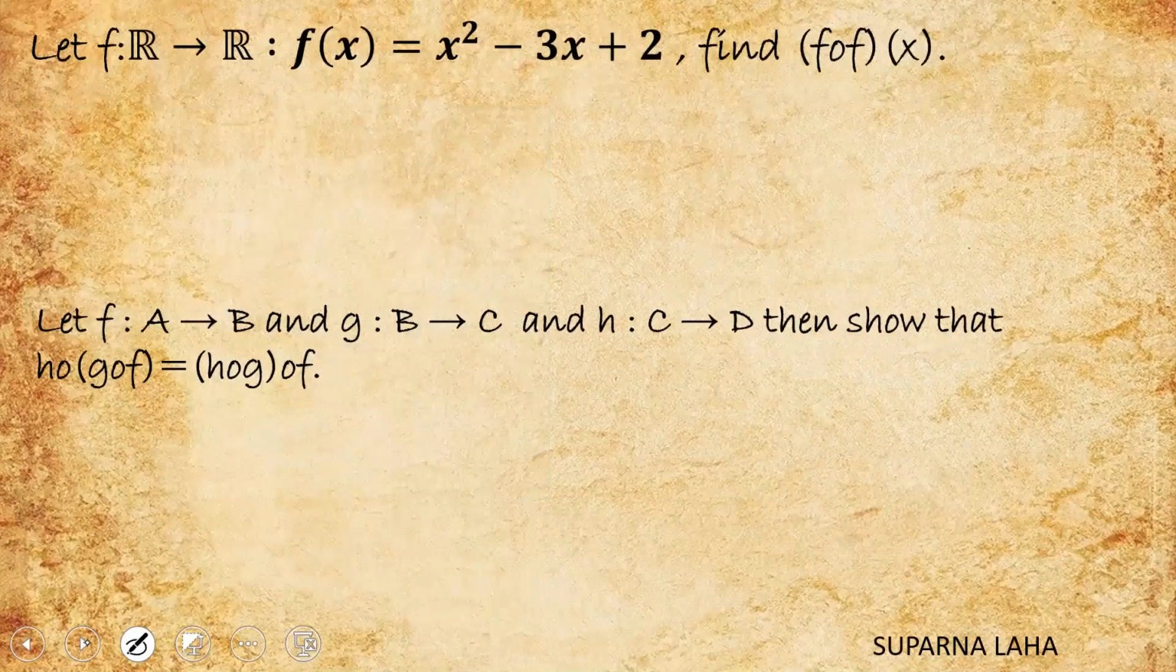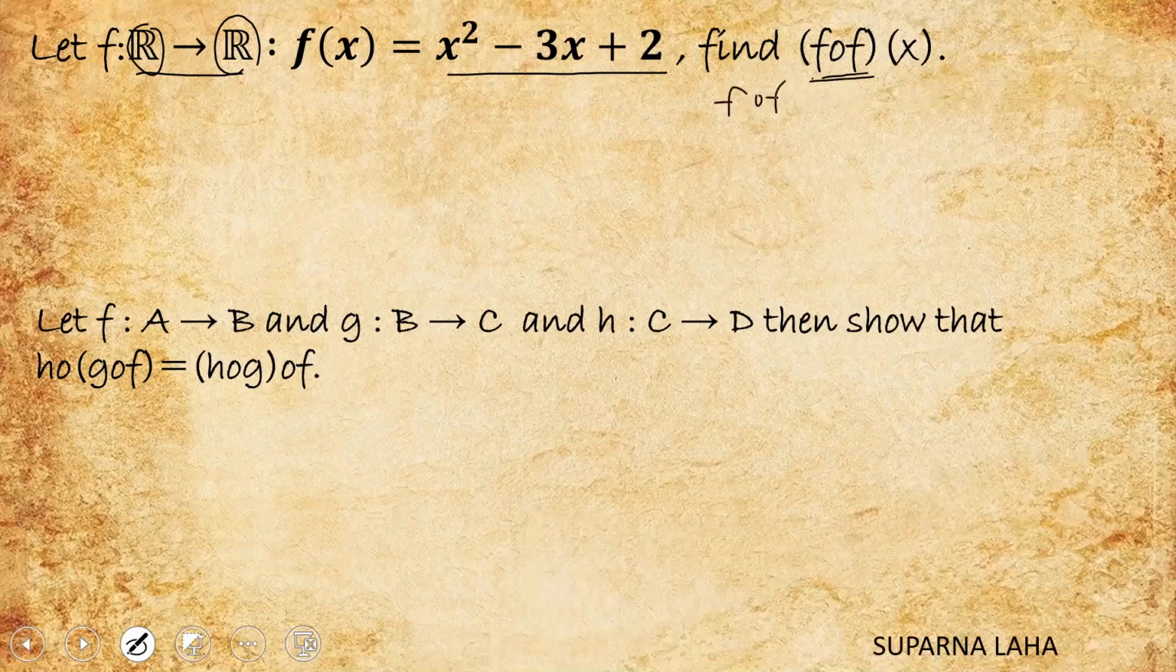So here the function f is defined from R to R. The function is defined as x square minus 3x plus 2. Now you need to find f of f. Is f of f defined or not? Since f is from R to R, the range of f is equal to the domain of f, that means they are the same. So I can define f of f.